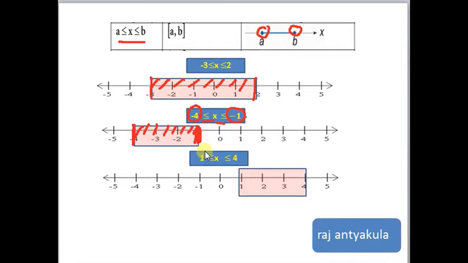Let us go for the third example. 1 less than or equal to x less than or equal to 4. Here also, what is the lower limit? 1. What is the upper limit? 4. It will take any value that lies in between 1 and 4, including 1 and 4. Why? Because the equal to symbol is there here.